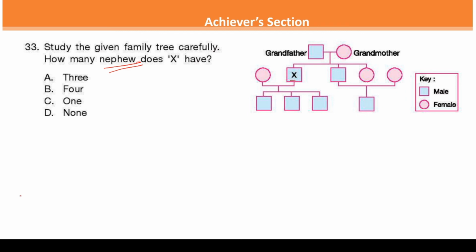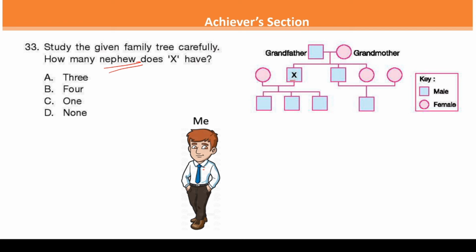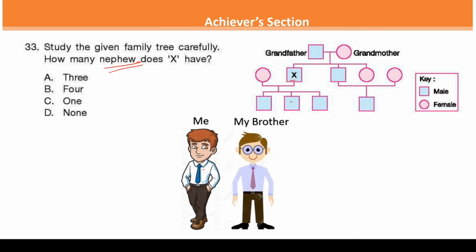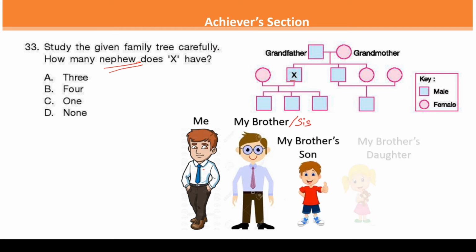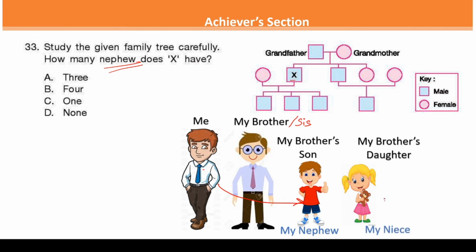Okay, well, who would be my nephew? Well, this is me, and it can be a boy or girl, by the way, and my brother, or could be my sister as well, their kids. So this is my brother's son and my brother's daughter. Out of their kids, the male, that is the son, would be my nephew. So this is my nephew, the male child, and the daughter would be my niece.